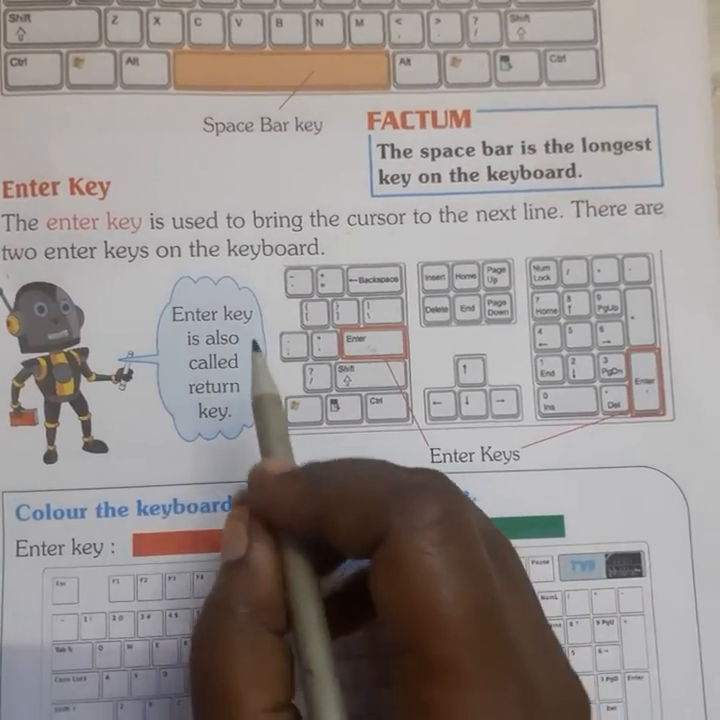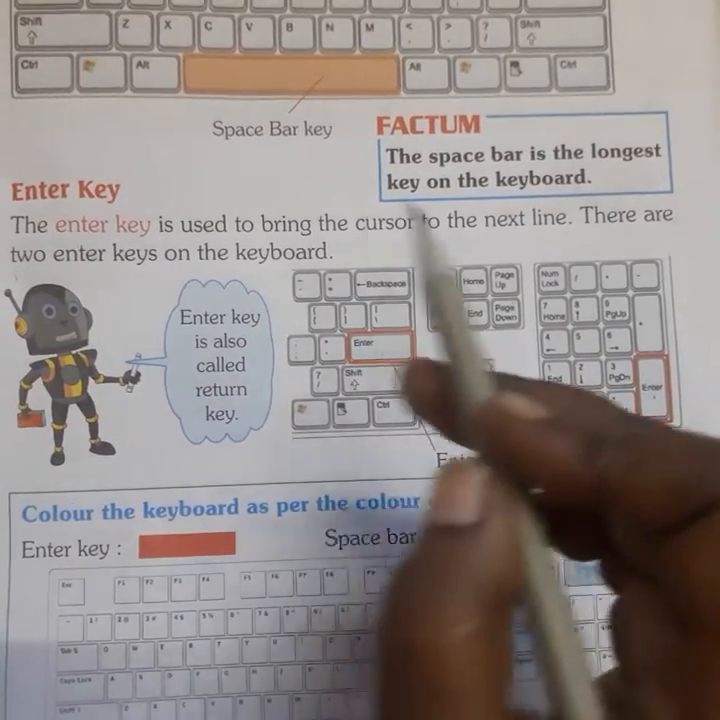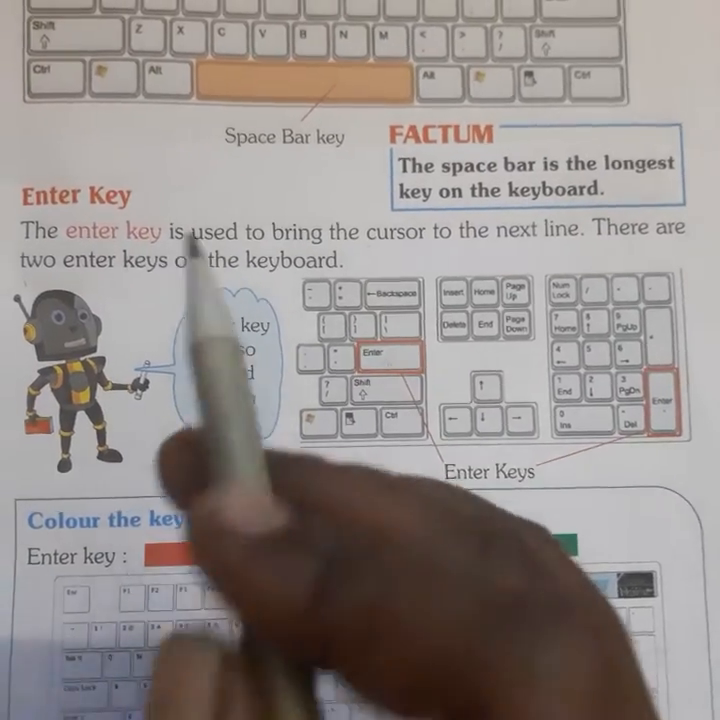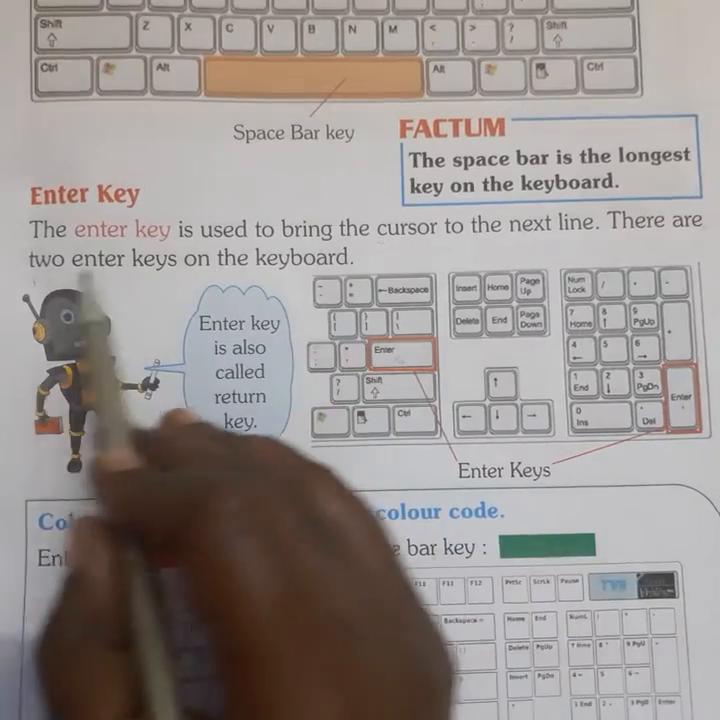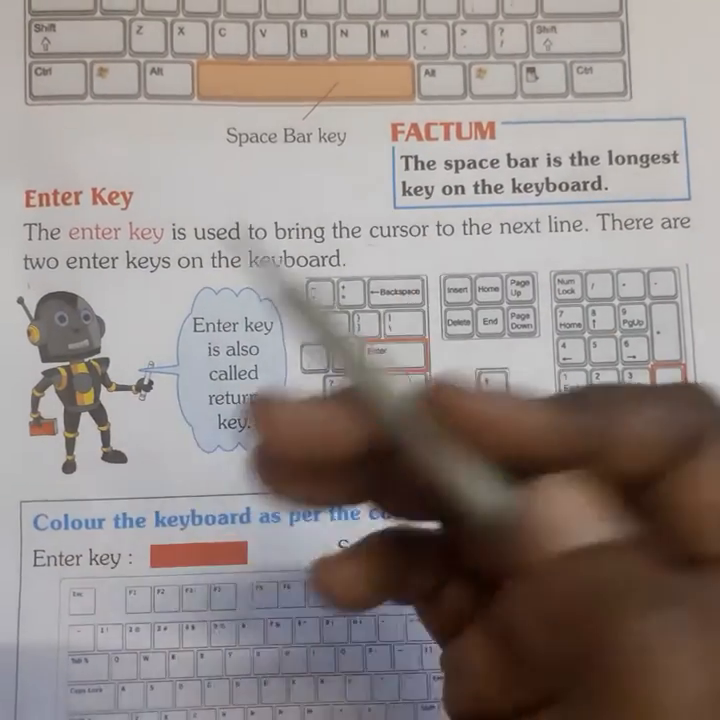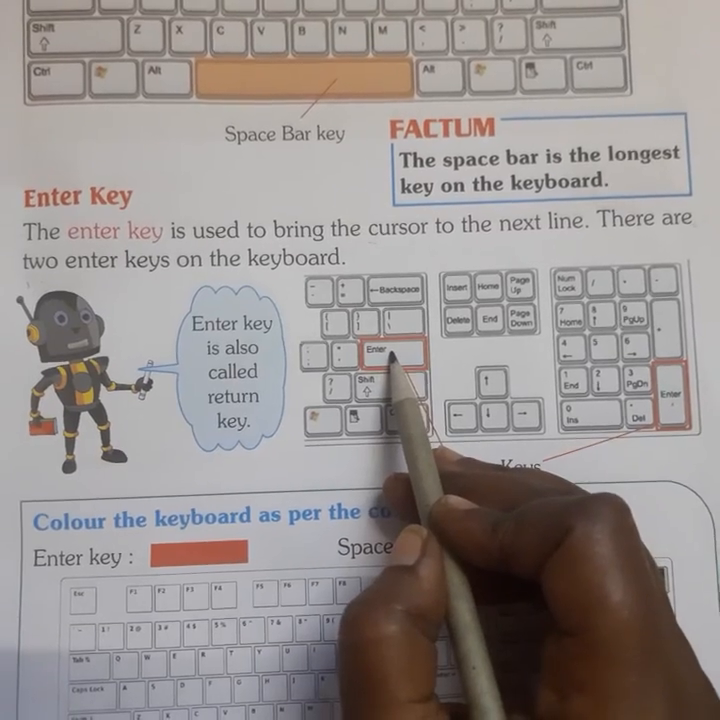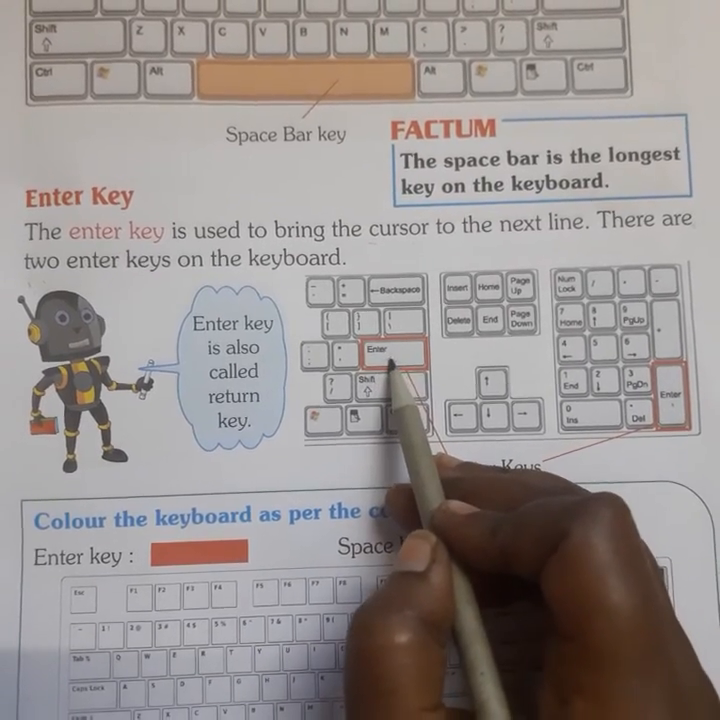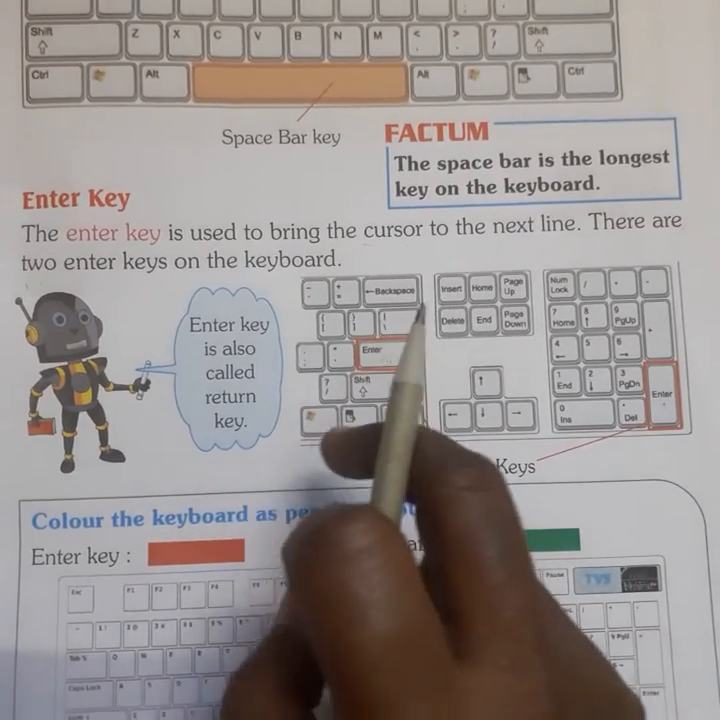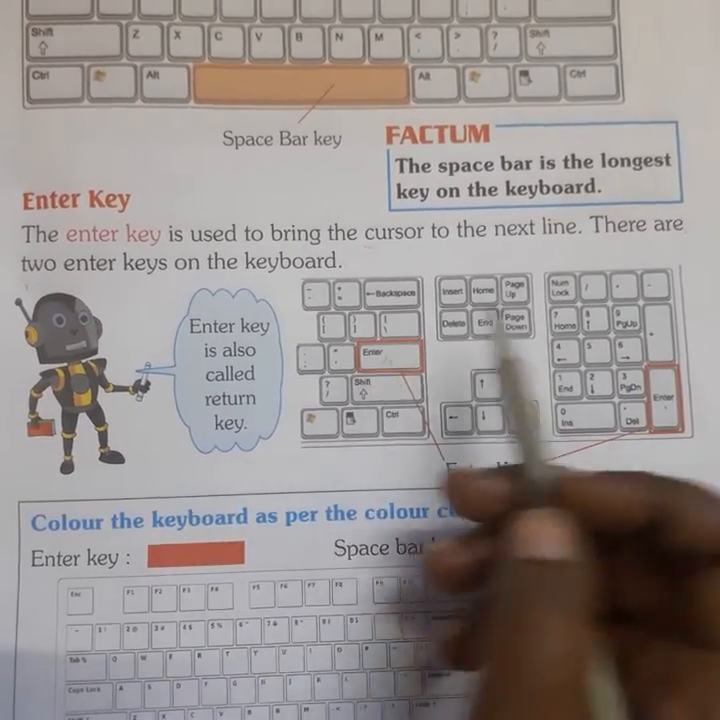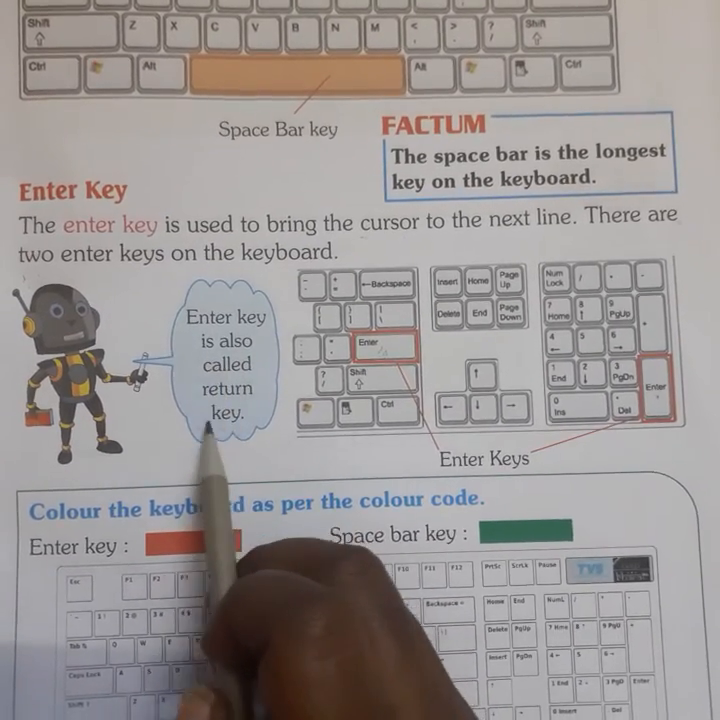When you type, that cursor will type your letters. Where the cursor is, there only we can type. Okay, children. So the cursor comes to the next line to type the next line's words. The purpose of the enter key is to come to the next line. If you have to come to the next line, you have to press the enter key. The enter key is also called the return key.